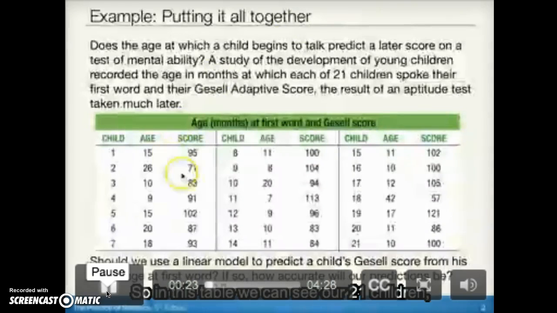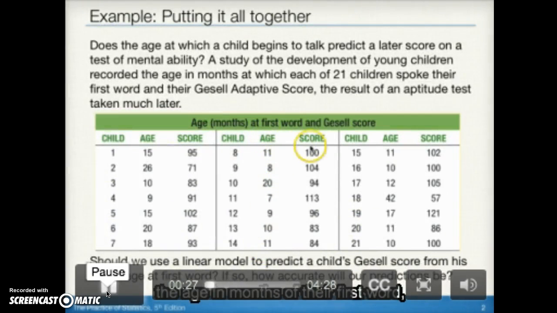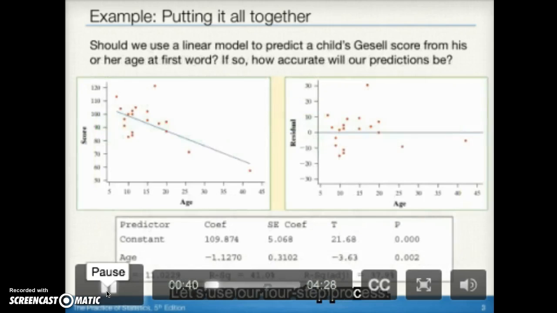So in this table, we can see our 21 children, the age in months of their first word, and their Gesell adaptive score. Now the question we want to answer is, should we use a linear model to predict a child's score from his or her age at first word? If so, how accurate will our predictions be? Let's use our four-step process.